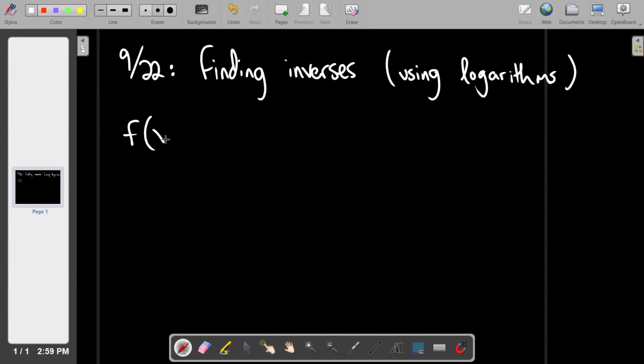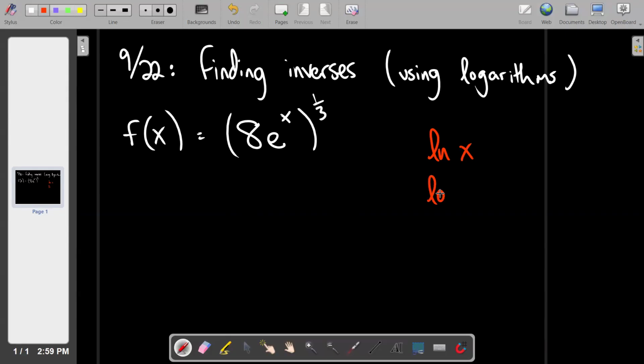So our first example is f of x equals the quantity of 8 e to the x, closed quantity, all to the power of 1/3. From Algebra 2, I'm going to throw this out there. Do you guys all remember that the natural log of x is the same as the log with a base of e? It's been a hot minute since you've done logarithms, I'm guessing, but logarithms can have different bases. And when we specify e as the base, then we call it a natural log, ln. That's going to be super useful throughout today's assignment.